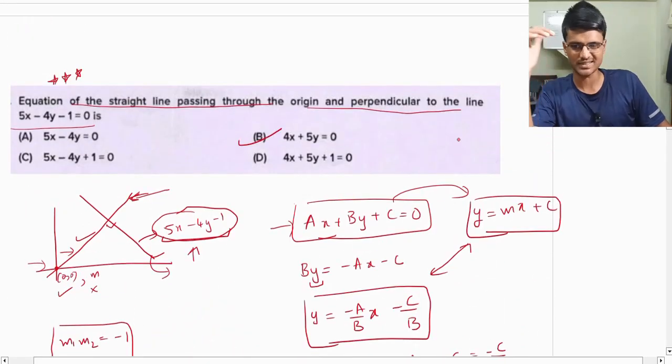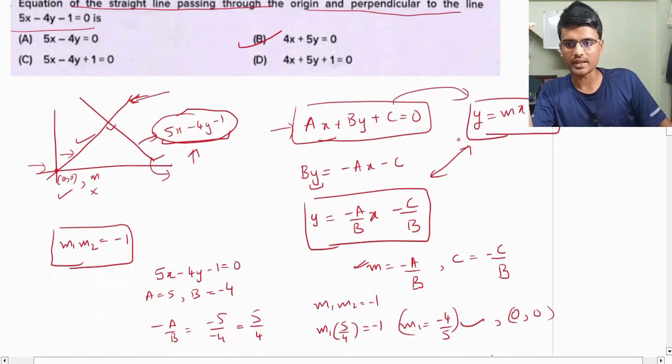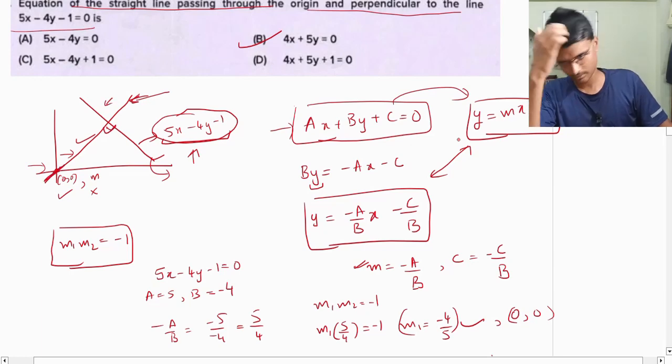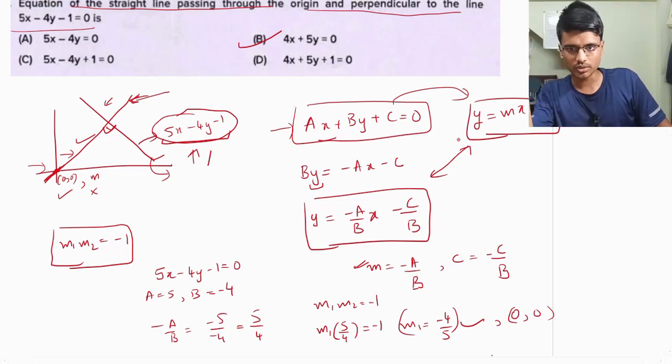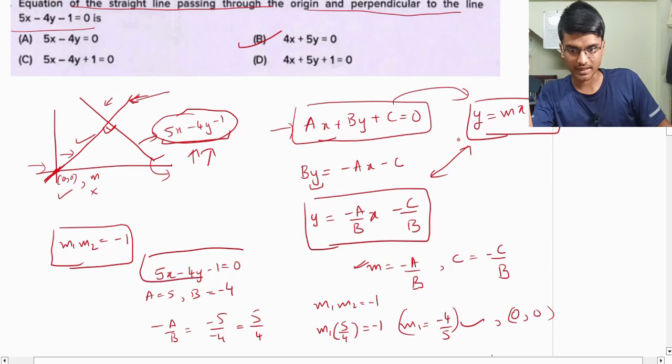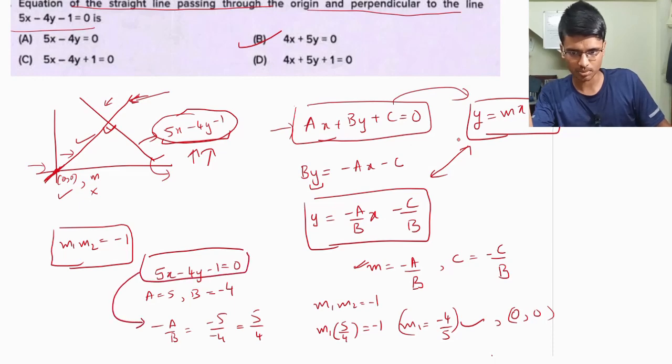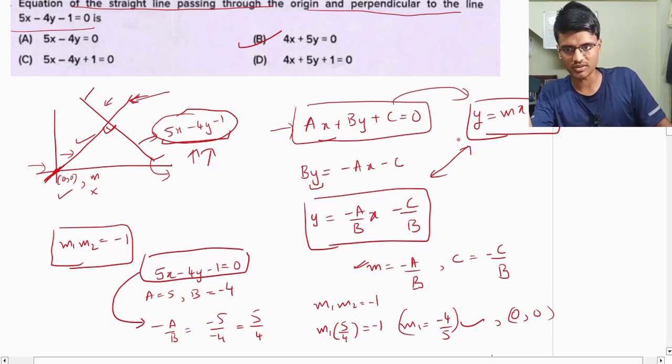So this is how I'll summarize what we did here. They are asking us the equation of the line that is passing through the origin and which is perpendicular to this line. We know this equation, 5x minus 4y minus 1. From this equation we extracted the slope, that is minus a by b, so 5 by 4, we got the slope of this line.